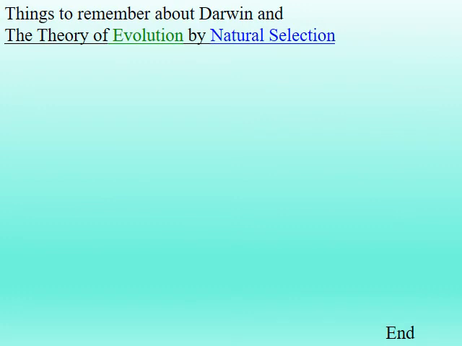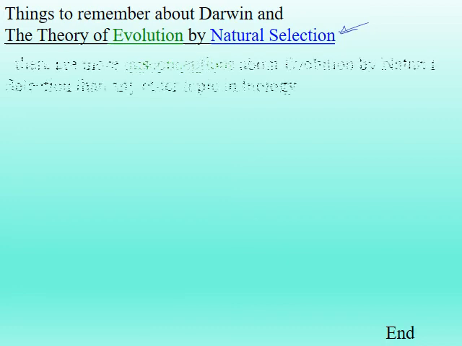So things to remember about Darwin's idea, which is properly titled The Theory of Evolution by Natural Selection. So evolution was actually a concept that was around before Darwin. That was one of those things Darwin kind of pulled from, but Darwin's great addition to it was this part. Natural selection. The idea that evolution works majority-wise by this process of natural selection.